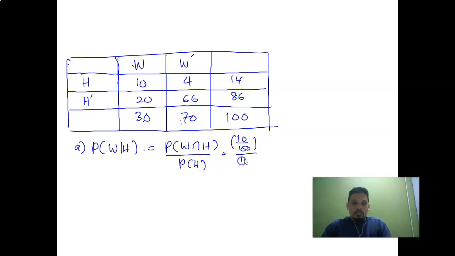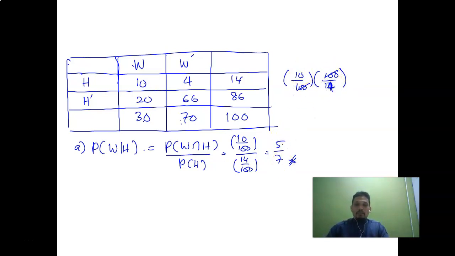14 over 100. So simplify this, it's going to give you 10 over 14, or 5/7. So 10/100 times, bring this up here, and you come out with 100/14. 100 divided by 100, so 10/14, 5/7.